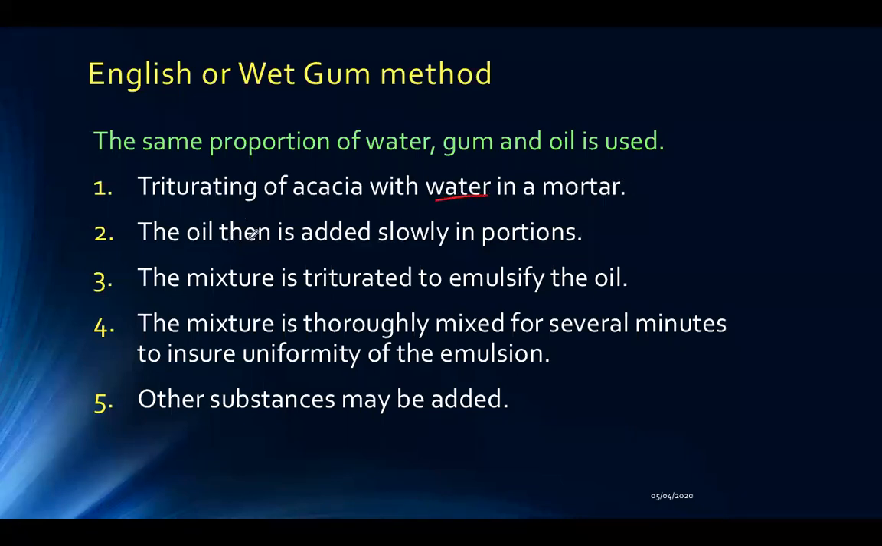The oil is then added slowly in portions، يعني خلطت الامالسيفاينج ايجنت مع الووتر لفترة، وبعدين بديت تضيف الأويل شوي شوي، تضيف الأويل شوي شوي. The mixture is saturated to emulsify the oil، يعني بتضلك تخلط عشان تعمل emulsification. The mixture is thoroughly mixed for several minutes to ensure uniformity of the emulsion. Other substance may be added later.